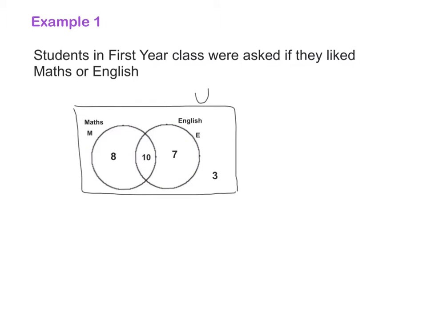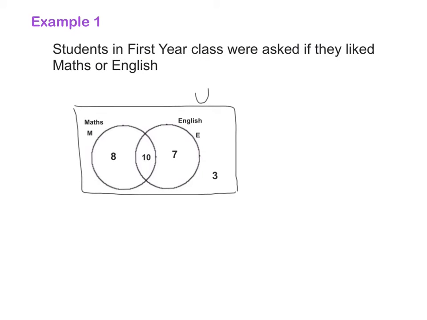Hello everyone, in this video we will focus on problem solving with sets. So let's start with first example. Students in first year class were asked if they liked maths or English. And this is the Venn diagram, 2 circles in it and lots of numbers. So what do we need to do? The Venn diagram is done already, so our job is to read it. Read the Venn diagram and explain what each number represents.